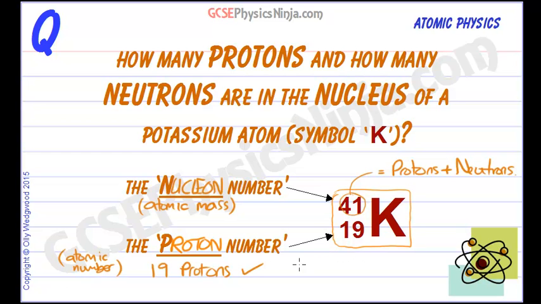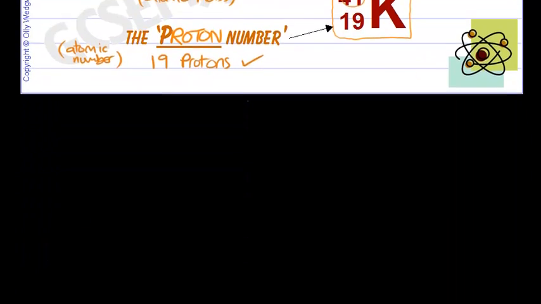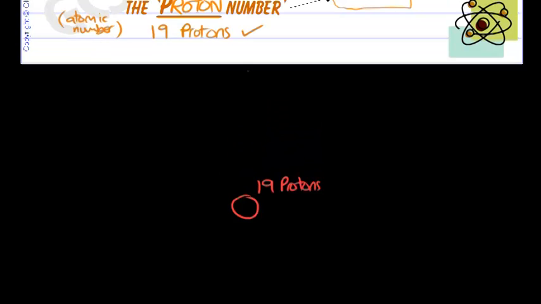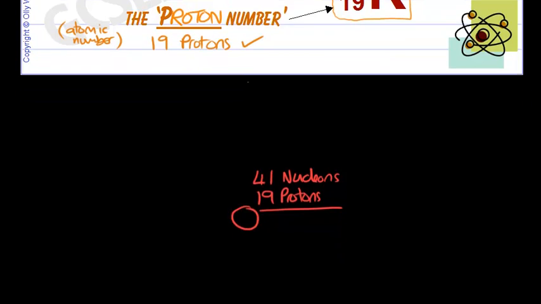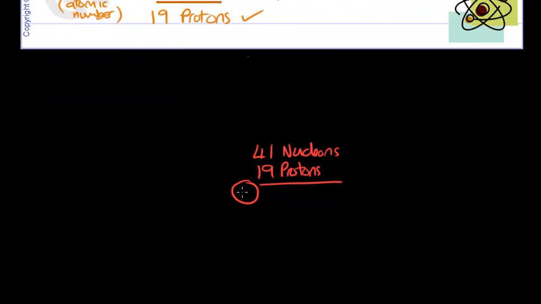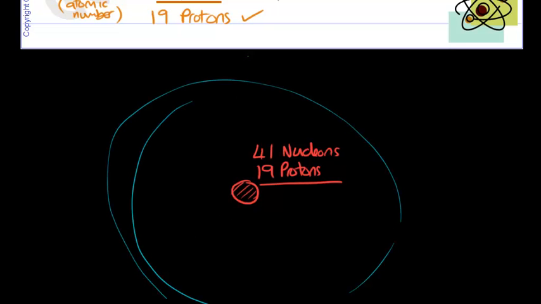So how could we work out the number of neutrons in this nucleus of potassium? So let's just see what we know so far. We know that in the nucleus we have 19 protons, and we know in total we have 41 nucleons. So if we did a subtraction, we would be able to find the number of neutrons inside the nucleus. Remember that the electrons are orbiting the outside of this atom.